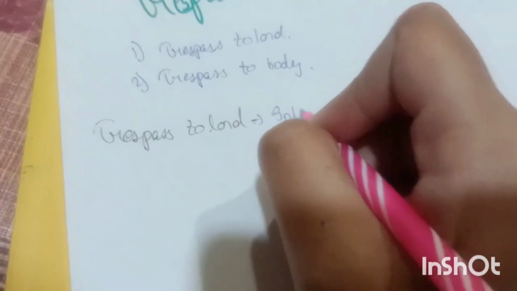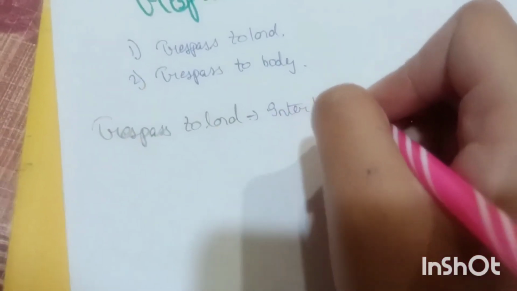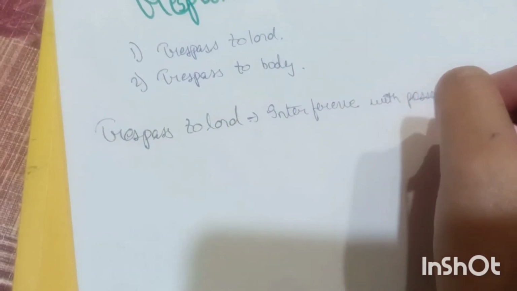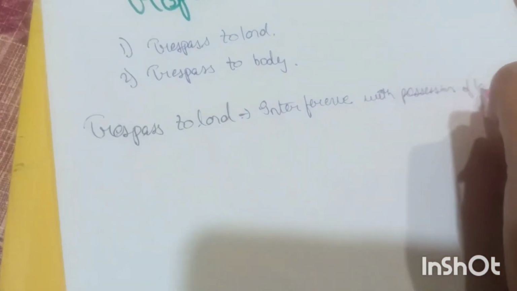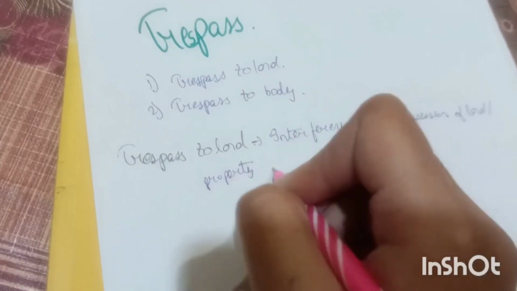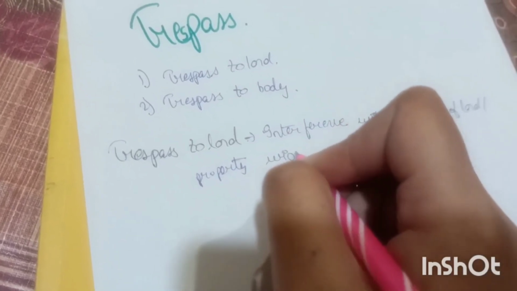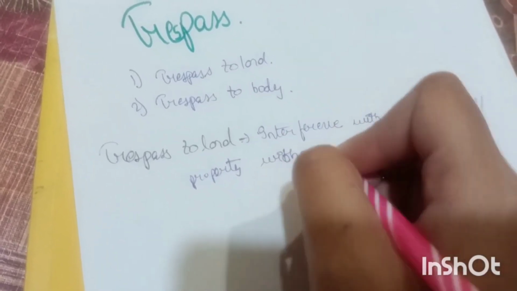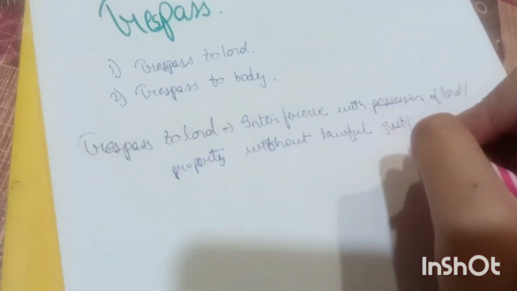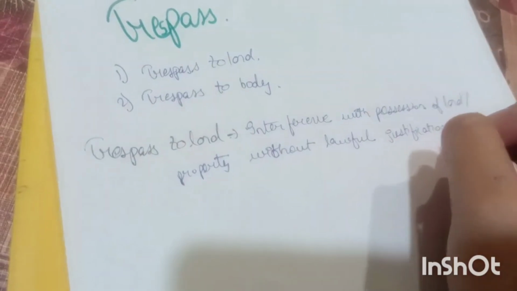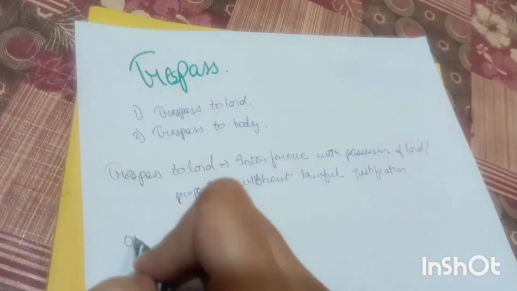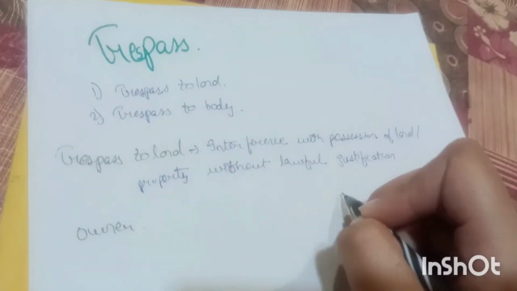So you can write: interference with possession of land or property without lawful justification. Now you might be wondering what this possession means. First let's understand that there is an owner and there is one possession.